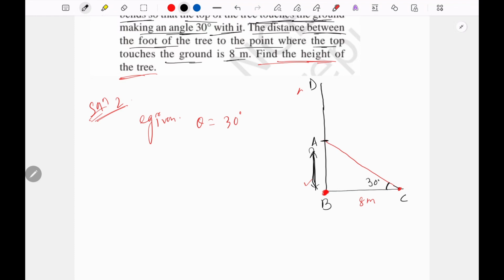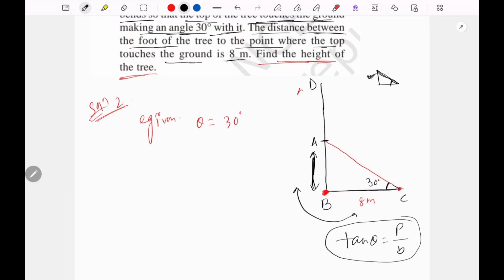Like the previous questions we solved, in the previous question this angle is given and this part is given, so we found this part. Now in this question the angle is given and the base is given. So we have to find the perpendicular. What is the relation between perpendicular and base? Tan theta. Tan theta we can write as P by B. Remember this, tan theta is P by B.